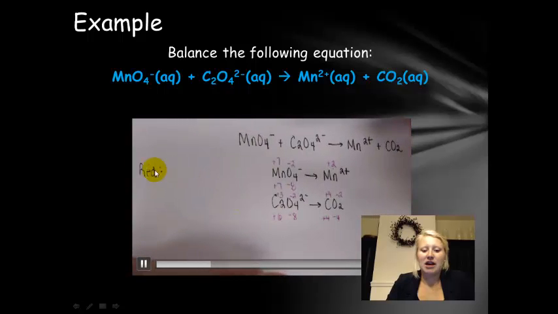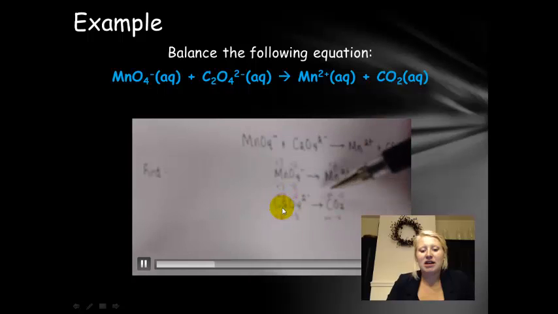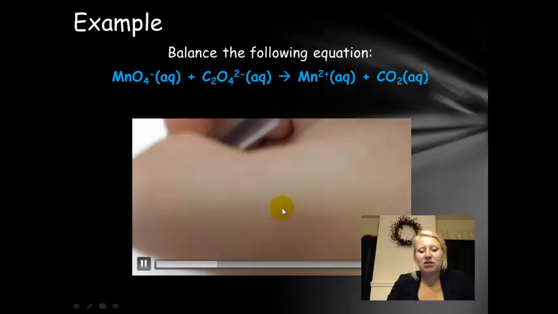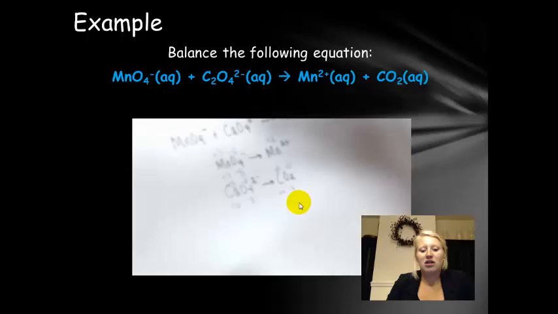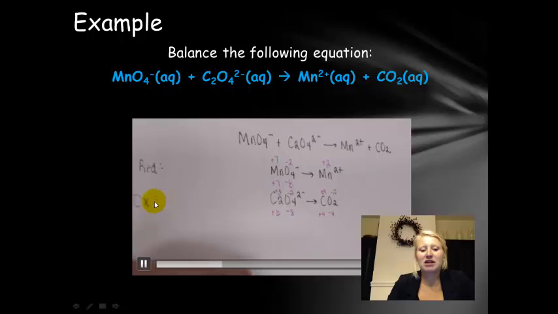And the cadmium, because it gained electrons, is being reduced. In the oxalate, the carbon is losing electrons, so it's being oxidized. So we have our two half reactions. Now on to step 2.